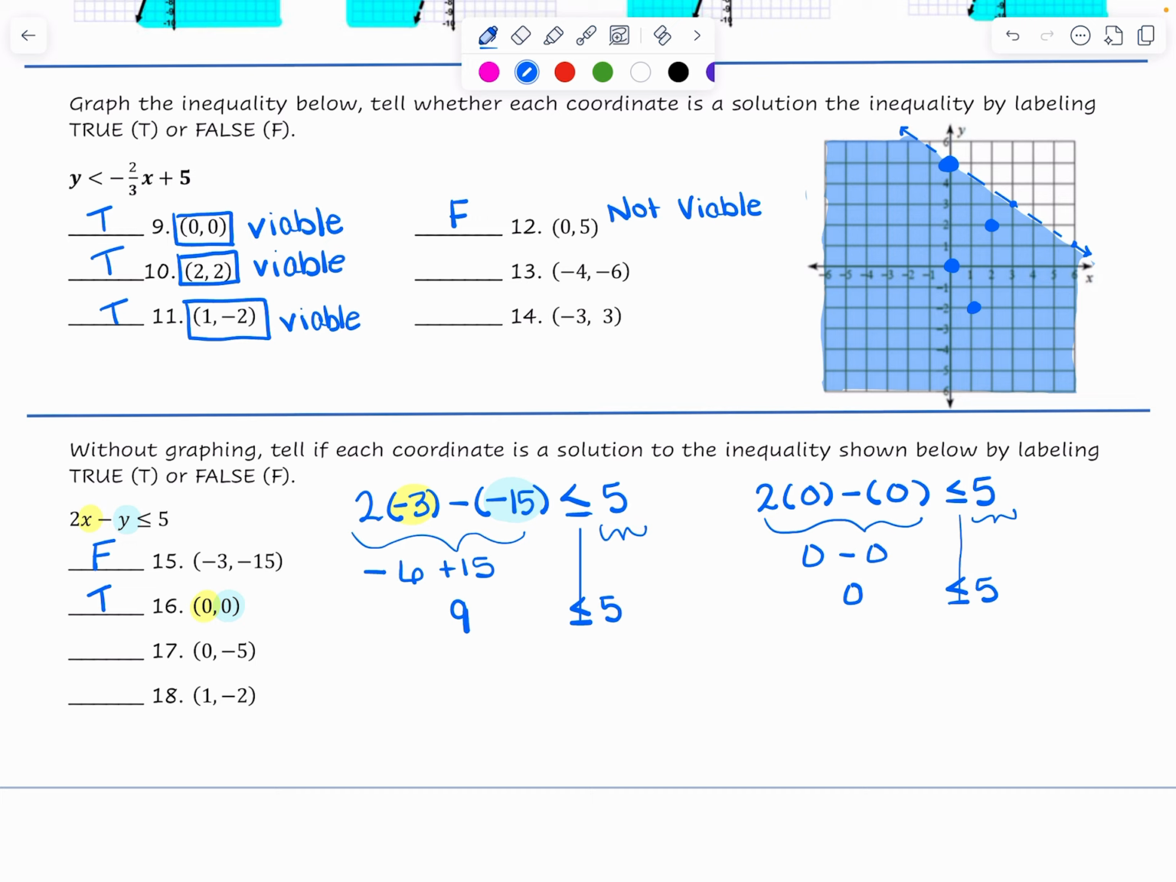Now, for second and fifth period, this was a required assignment. So it is for you. It is for 5 points. So make sure that you bring this back in on Monday to be checked.